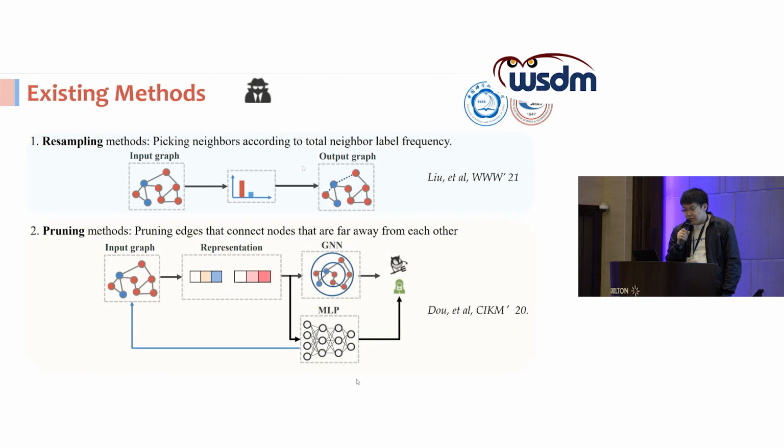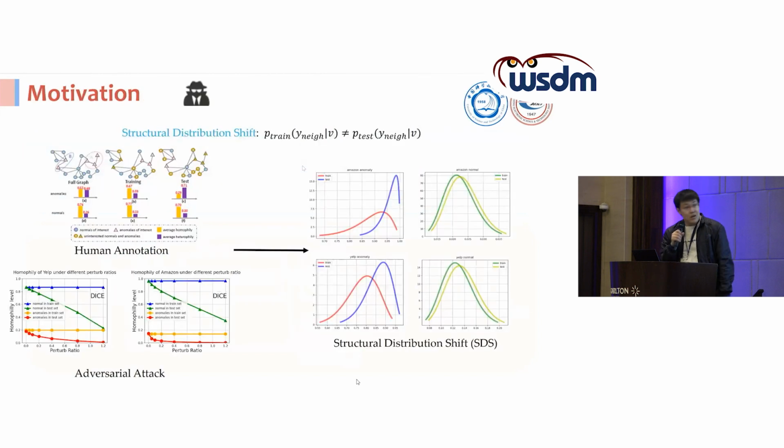For example, given an input graph and the node features, an MLP is adopted to learn the representations of nodes. If two connected nodes have quite different representations, the edges connecting them will be pruned, and the pruned graph will be fed into a GNN encoder to detect the anomalies among normal nodes. The heterophily problem has been well addressed by the community.